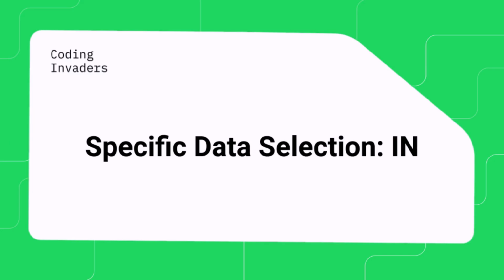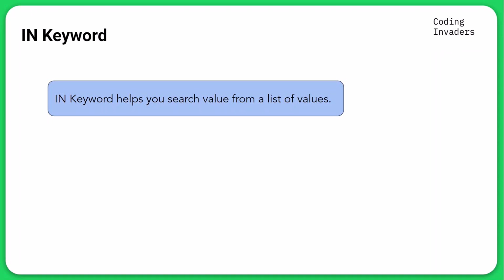Now let's move on to IN selectors. The IN keyword. Now let us see how we can leverage the IN keyword for a specific data collection. The IN keyword helps you search a value from a list of values. It can also be used as an alternative to the OR operator. Let's see the usage of the IN keyword with an example.